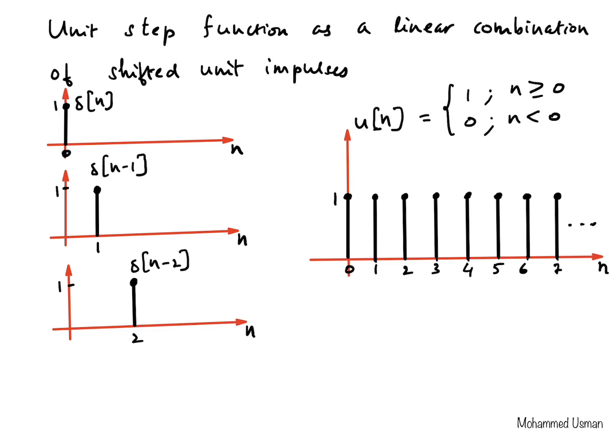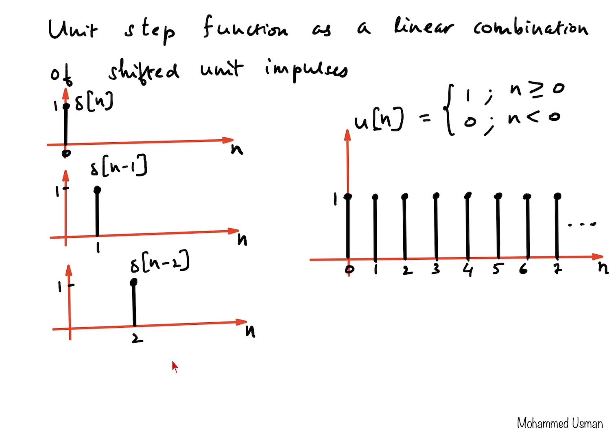So this is nothing but delta of n. This impulse here, that is u of 0, is nothing but delta of n. This u of 1 is nothing but delta of n minus 1. If we shift this and bring it here to the right, shift it to the right by 1, you get this impulse which is here, which is nothing but u of 1. So similarly, we get u of 2 and so on.